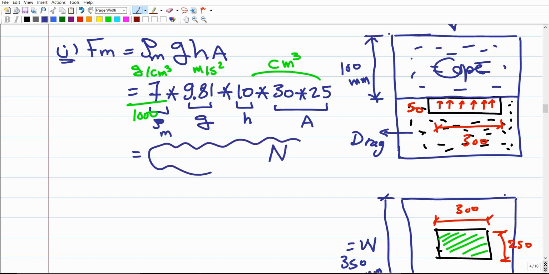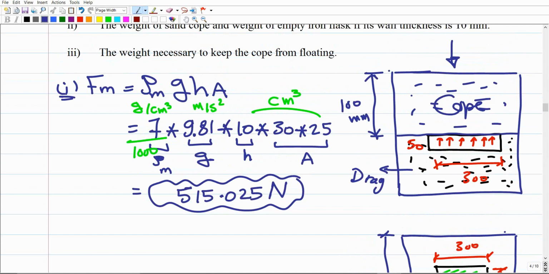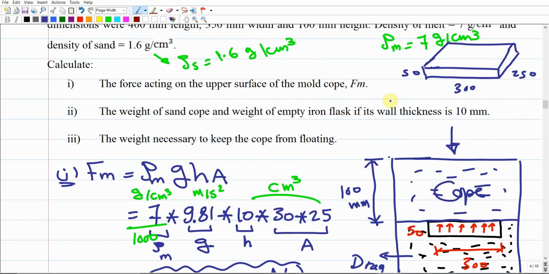This is going to give us the buoyancy force in terms of Newton, and this is the first requirement. Make sense? So if we did the calculations here, 25 times 30 times 10 times 9.81 times 7 divided by 1000, this is going to give us 515.025 Newton. So this is the amount of the buoyancy force. You could say that this is the amount of pushing that comes from the molten metal inside the casting acting on the cube. And this is the first requirement, just to calculate this buoyancy force.